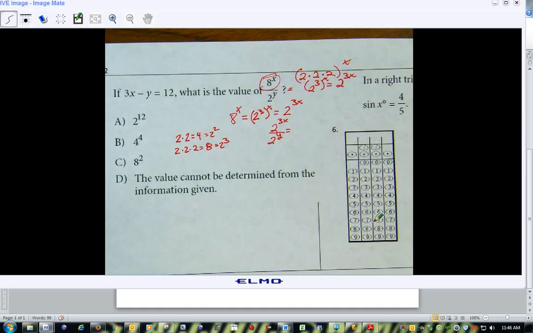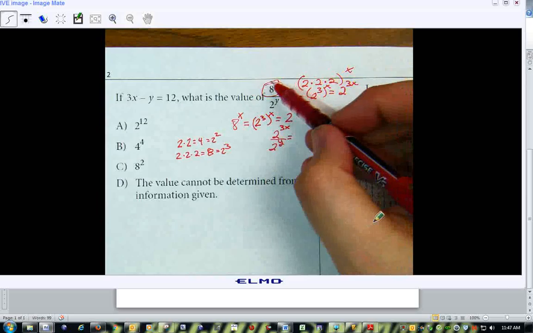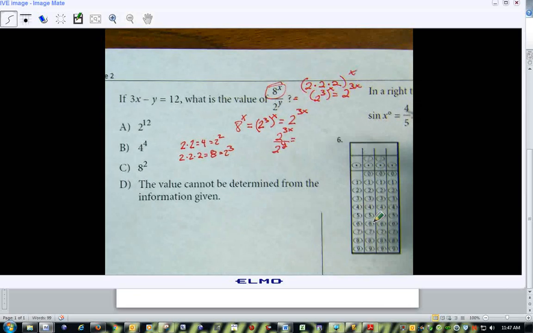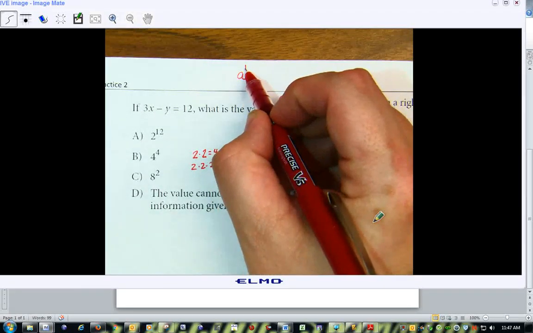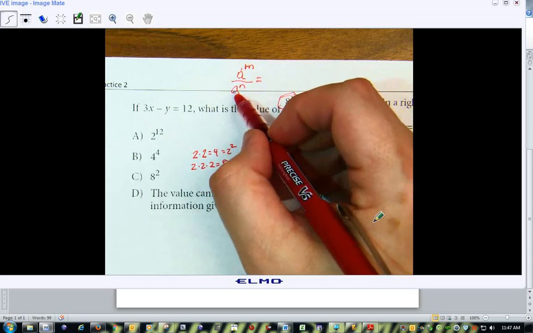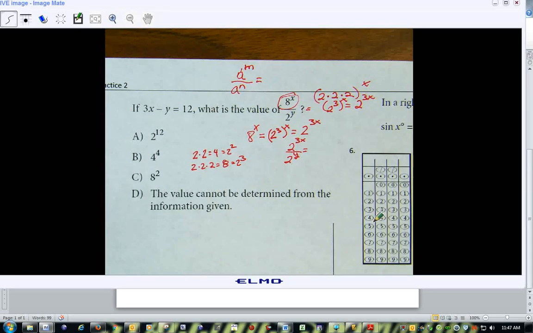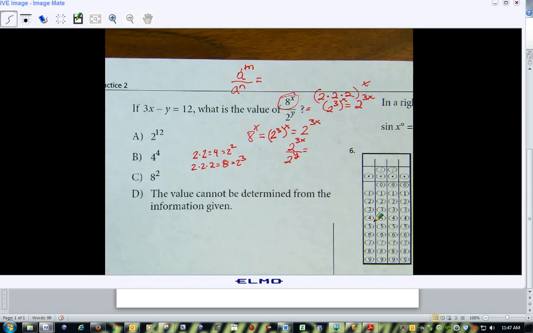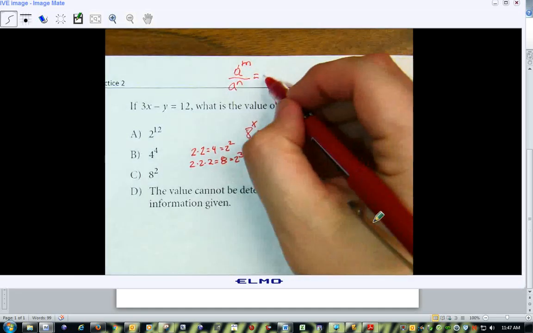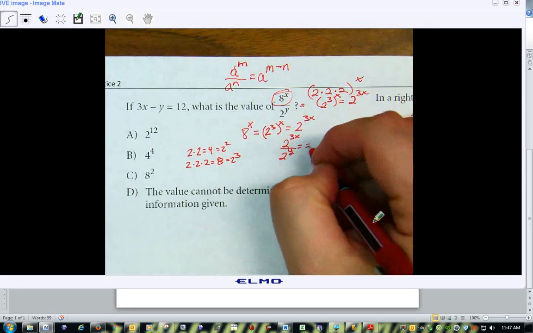So I rewrote this with the same bases because I want to use the property a to the m power divided by a to the n power. When I have the same bases, because this question is all about, do you know your properties for exponents? So if I'm dividing exponents, am I going to add or subtract the powers? Subtract. So this is a to the m minus n power. So this is 2 to the 3x minus y power.